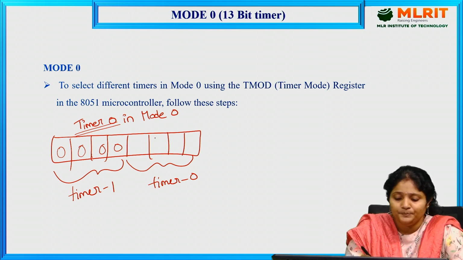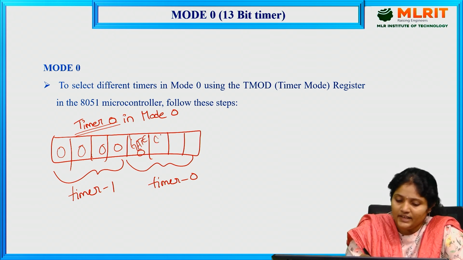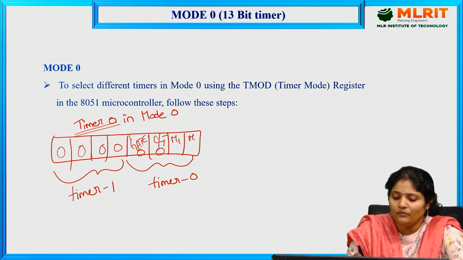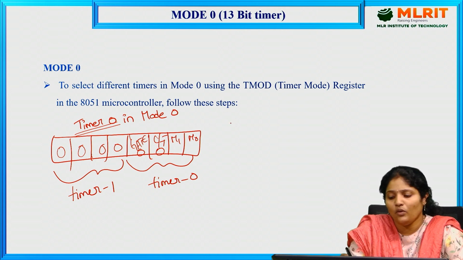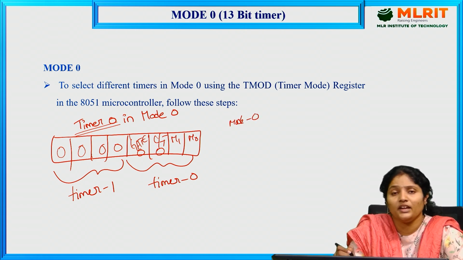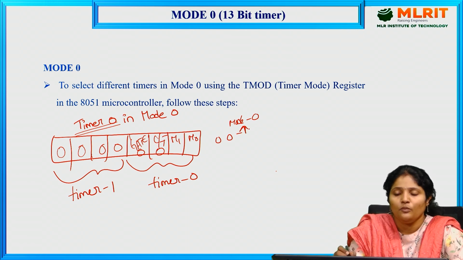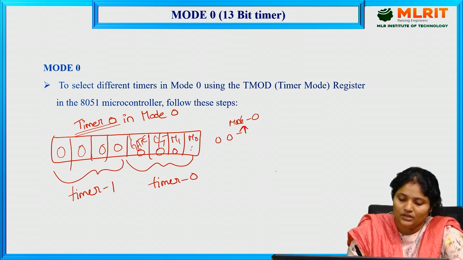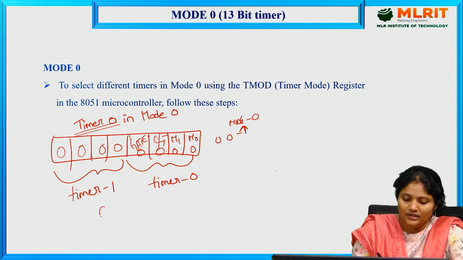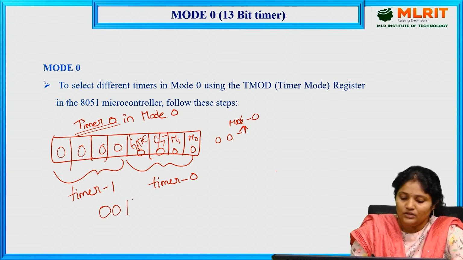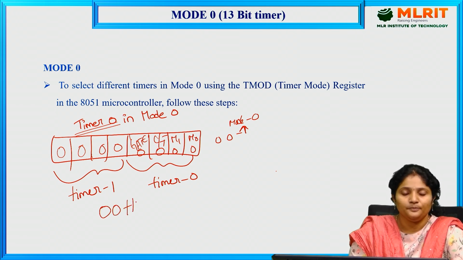The first bit is GATE. Here we are controlling it from software, so it will be 0. The second is C/T bar. Here I need to make this a timer, so it is also 0. Then the bits M1 and M0: if I want to select mode 0, what values do I load into M1 and M0? Only if both of them are 0 will mode 0 be used. So 0, 0, and the total value is 00H.